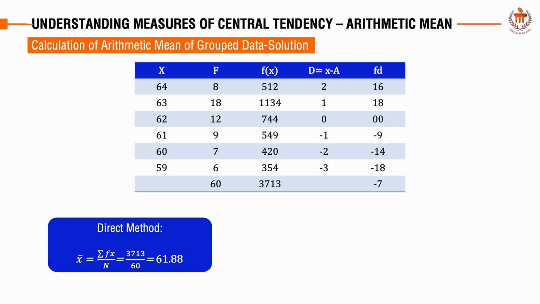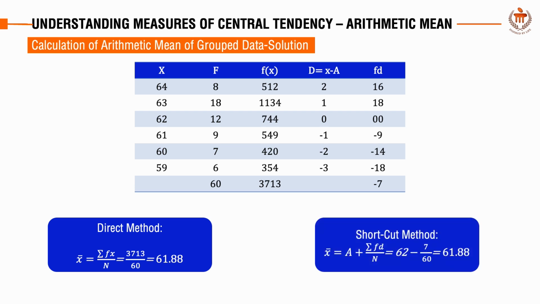And then if I apply the shortcut formula, my assumed mean was 62, the sum of fD is minus 7 and N is 60. So minus 7 by 60: 7 by 6 is 1.167, and if I divide by 10, that would be 0.167. Then when I subtract from 62, I get 61.88. So both methods give the same answer.